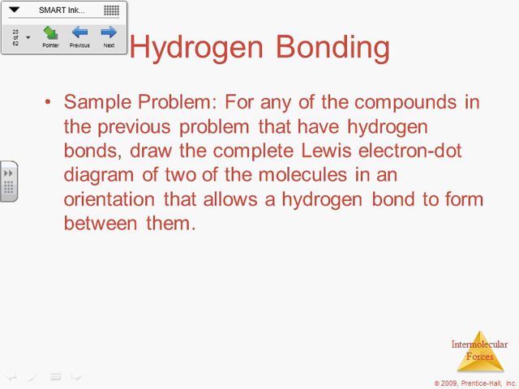Okay, another one here. For any of the compounds in the previous problem that have hydrogen bonds, draw the complete Lewis electron dot diagram of two of the molecules in an orientation that allows a hydrogen bond to form between them. Well, they like to ask this question a lot on the AP exam too, and I think you actually have one of these in your practice problems.